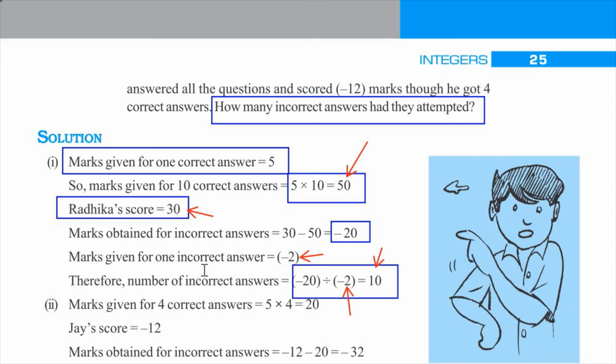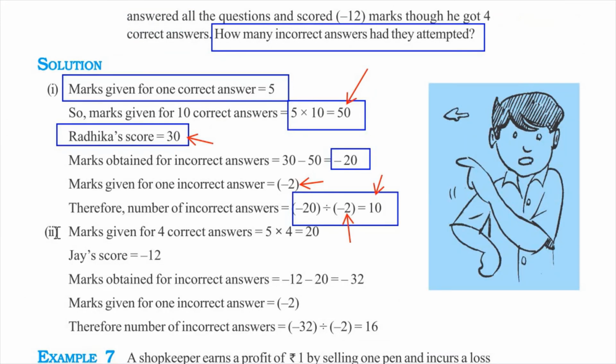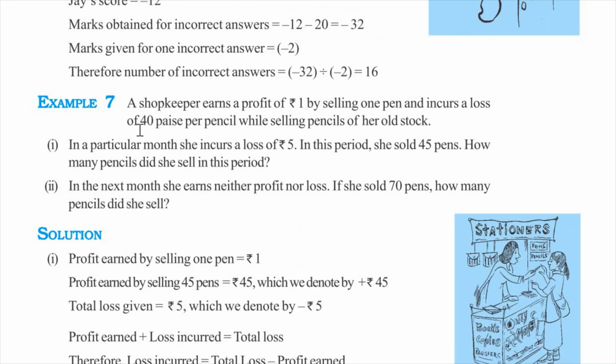Next, similarly, you can look through the marks that has been given for J's correct answers and you can find the number of incorrect answers attempted by J. Let us just go through the example 7. A shopkeeper earns a profit of ₹1 by selling one pen and incurs a loss of 40 paisa per pencil by selling pencils of her old stock.